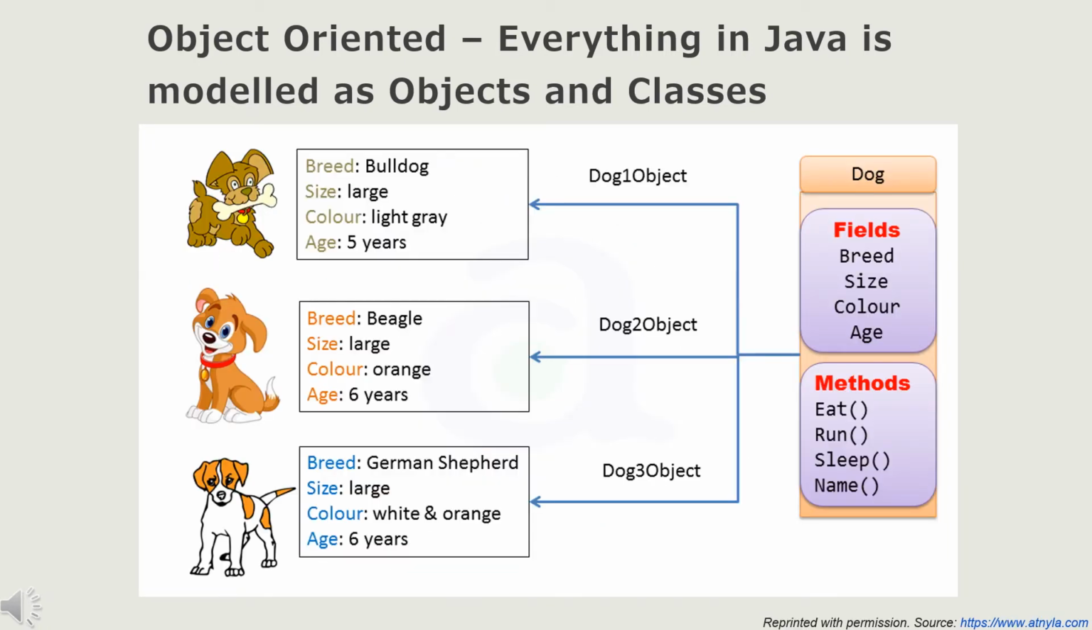Here's a slide that puts everything together. We have a dog class with some fields and methods. The fields describe the attributes of the dog, and the methods describe its behavior. We have 3 objects of the dog class. Each one has its own copy of all the fields, like the breed, size, color, and age.